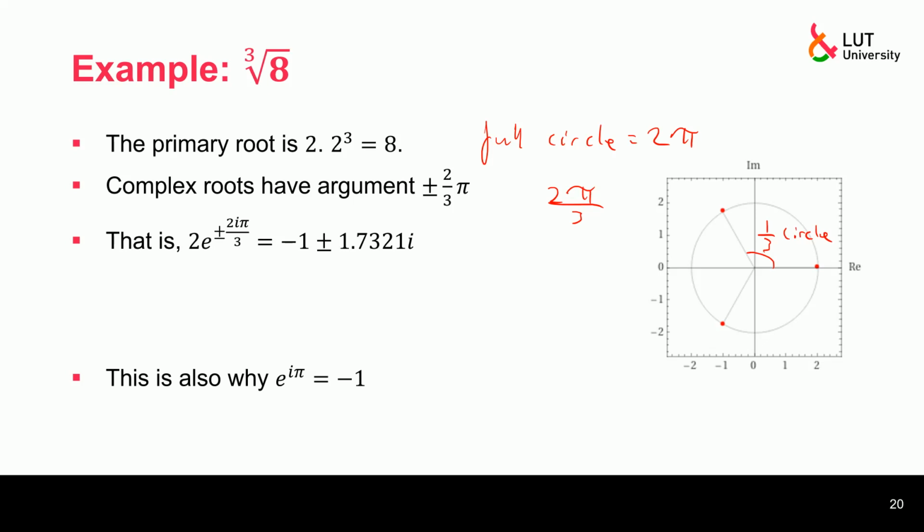So for nth root of z really, we get arguments of 2 pi over n times k, where k equals 0, 1, up to n minus 1. So minus 2 over 3 pi, that is the same as 4/3 pi if we go from here.